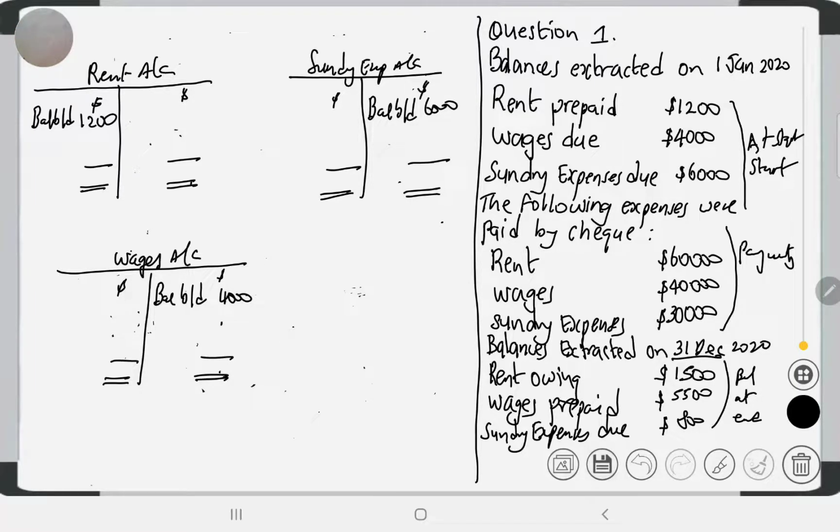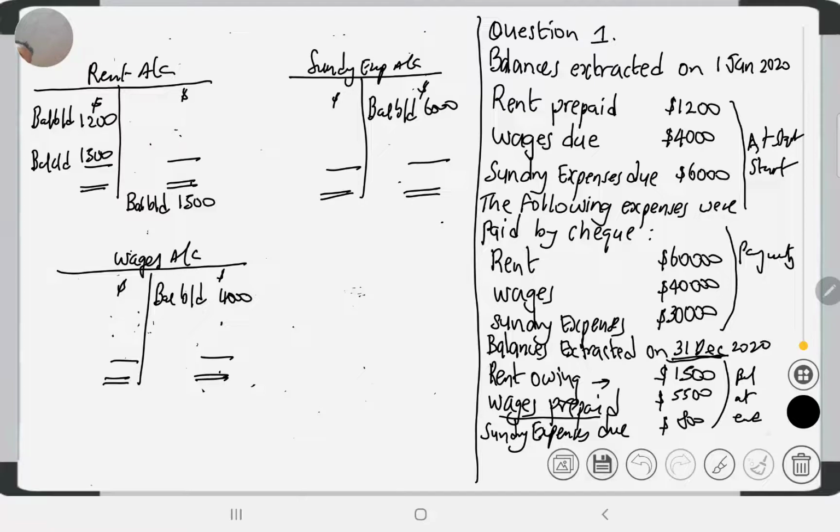And now we are going to record the balances at the end. Balances extracted on 31st December 2020. Rent owing, liabilities, it is at the end, it will be recorded below the total on the credit side. Balance BD, how much? 1,500. And all closing balances will have to be followed by balance CD, 1,500.